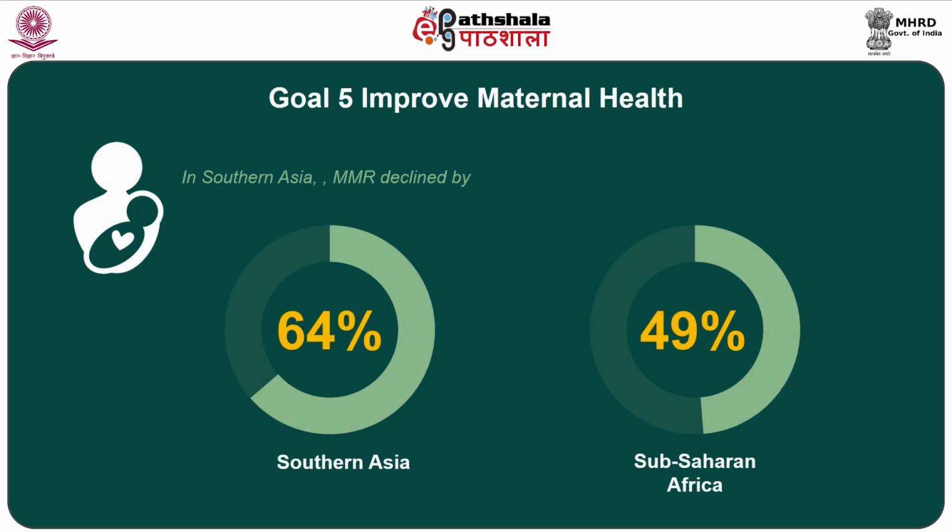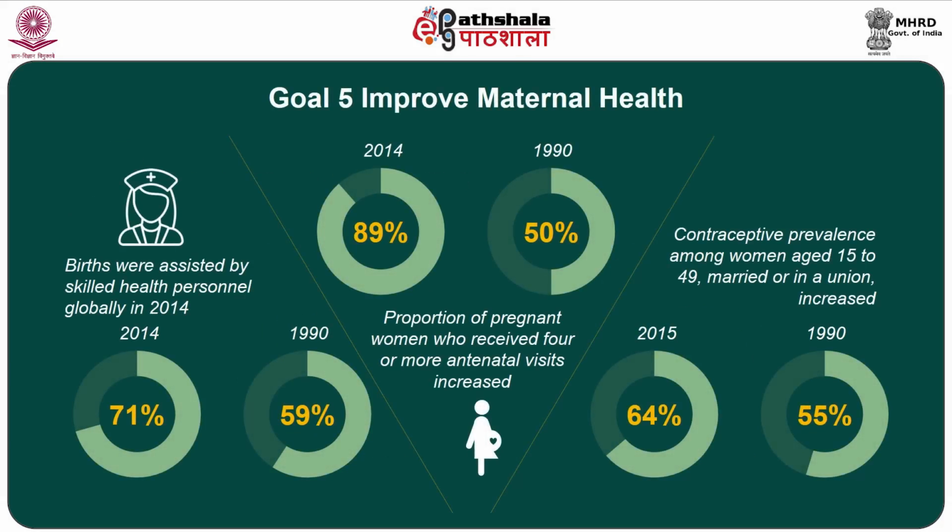Now let us move to goal 5, improve maternal health. Since 1990, maternal mortality ratio has declined by 45% worldwide, and most of this reduction happened since 2000. In South Asia, MMR declined by 64%, and sub-Saharan Africa recorded a decline of about 49% during 1990 and 2013. More than 71% of the births were assisted by skilled health personnel globally in 2014. This is an increase from 59% recorded in 1990. In North Africa, proportion of pregnant women who received 4 or more antenatal visits also increased from 50% to 89%.